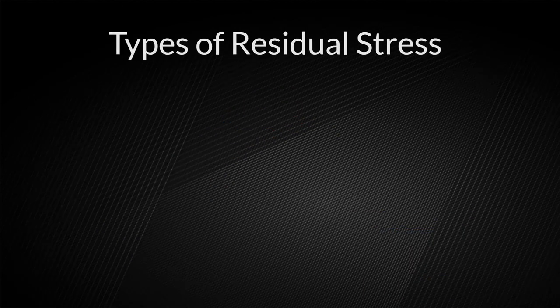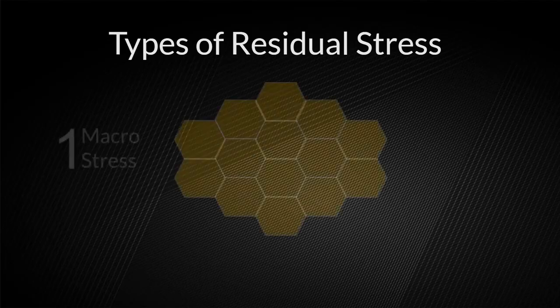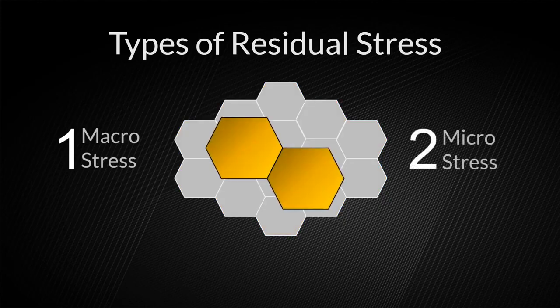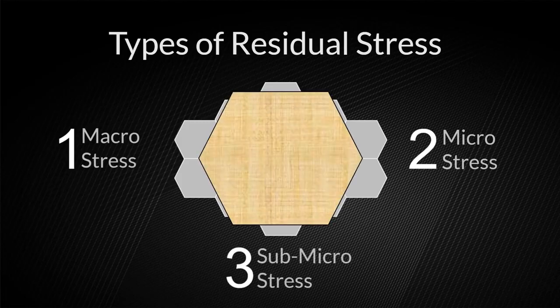There are 3 types of residual stress. Type 1, macro, is the average residual stress over a group of grains in the material. Type 2, micro, is the residual stress between grains. Variations may result from different phases in the material. Type 3, submicro, is the residual stress within one grain. Variations may result from dislocations or crystalline defects.